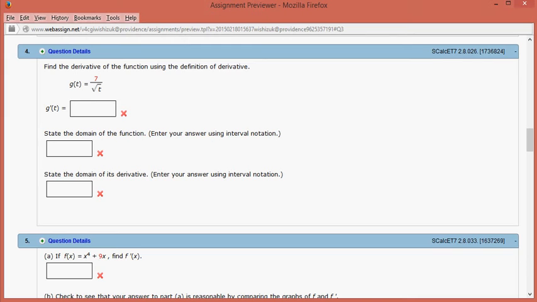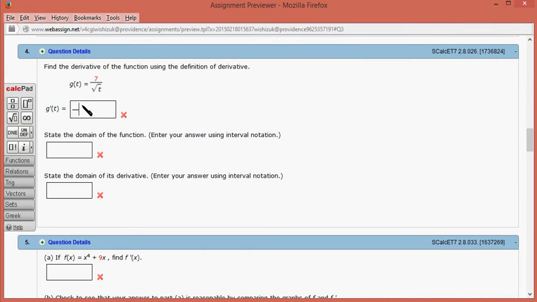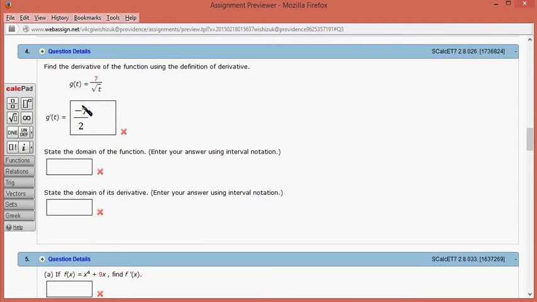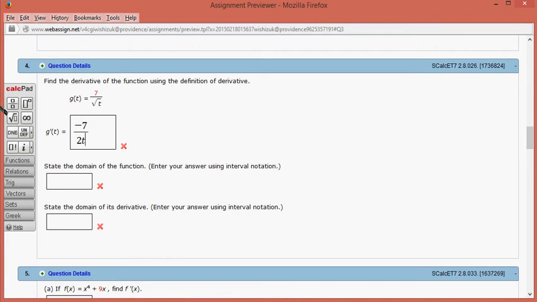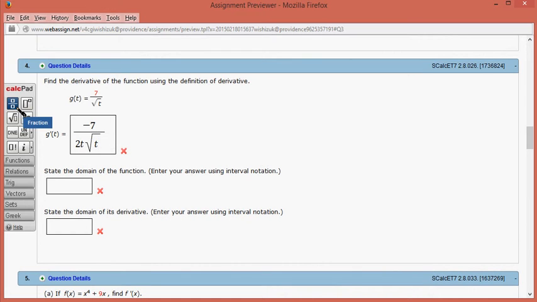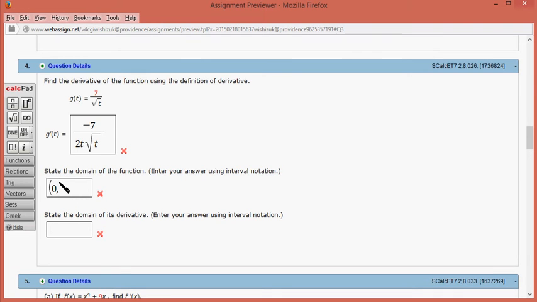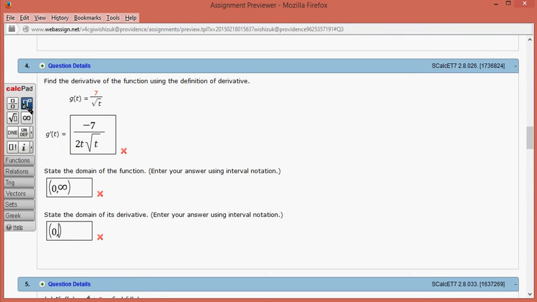Let's type it in. It's negative 7 over 2t square root of t. Then for the stated domain of the original function, we have to make sure that t is non-negative and also not equal to 0, so it has to be positive. So t has to be positive here. And it's exactly the same thing, so the domain of the derivative is exactly the same.